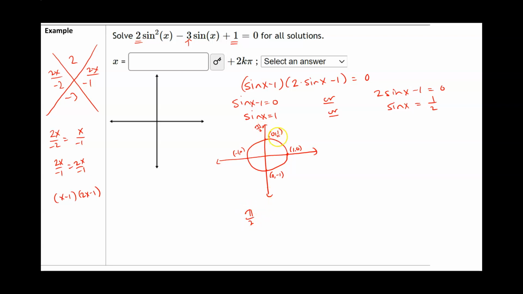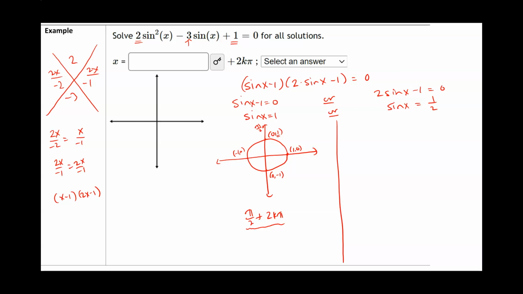So my first solution is going to be pi over 2. And then if you notice, to get back to another y value of 1, I make a full revolution. That's 360 degrees, or 2 pi. So my general solution here is going to be pi over 2 plus 2k pi. Now on the other side, you have two options. You can use a calculator if you want to, but we don't need to, because sine of x equals 1/2. That's one of our special right triangles. It's a 1, radical 3, 2 right triangle.